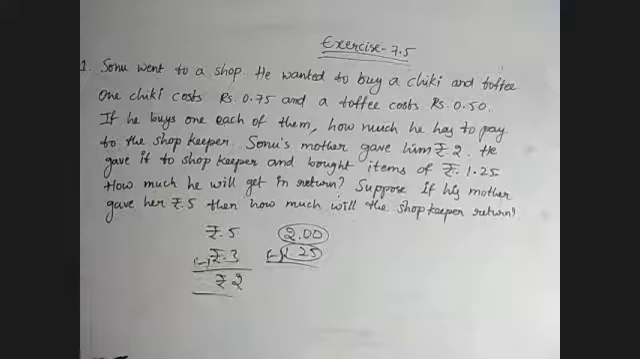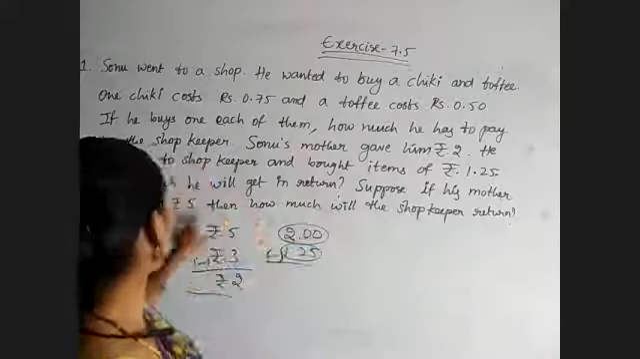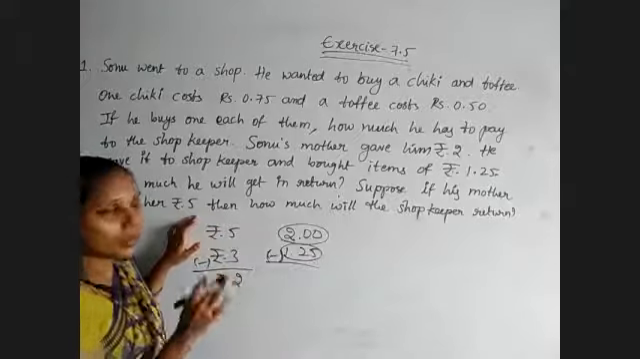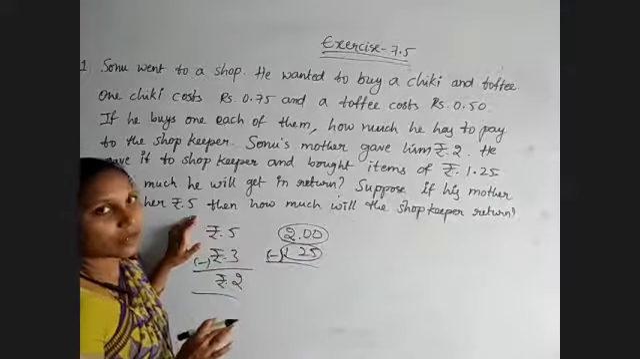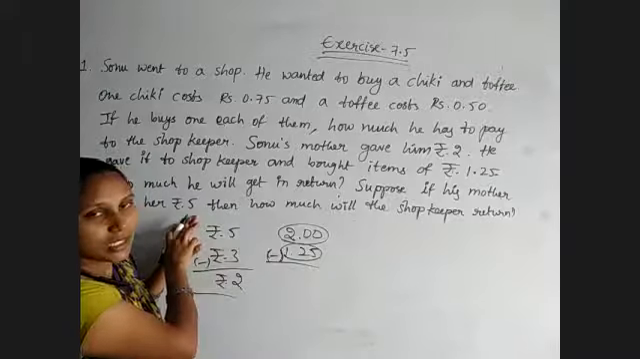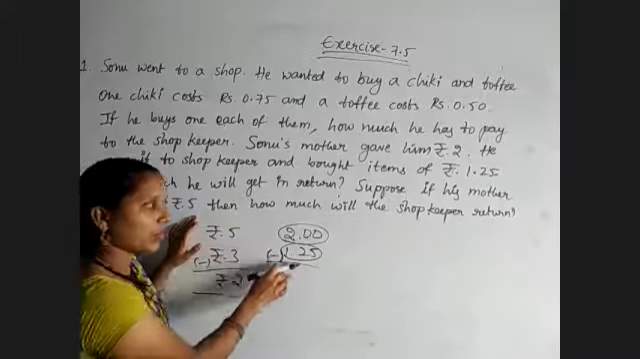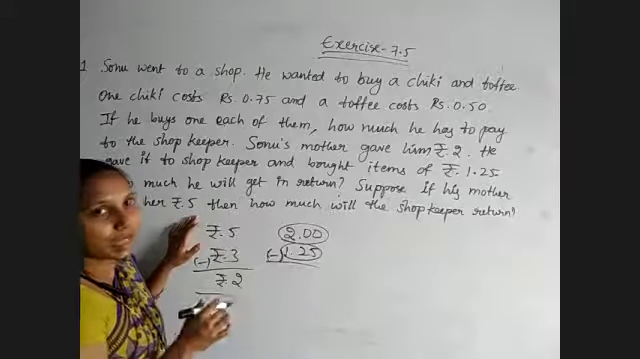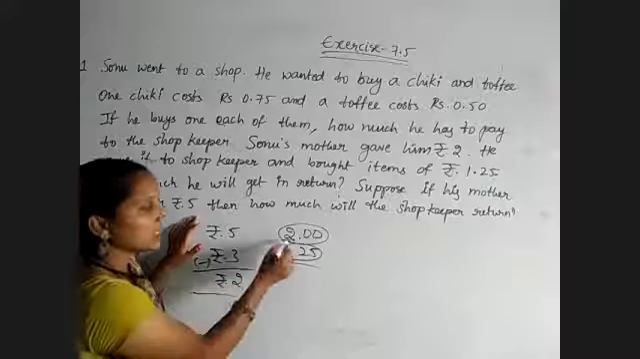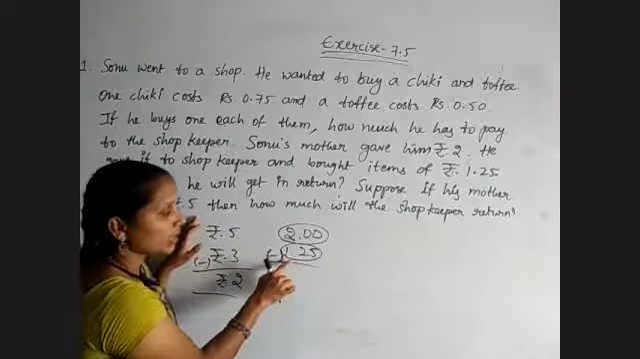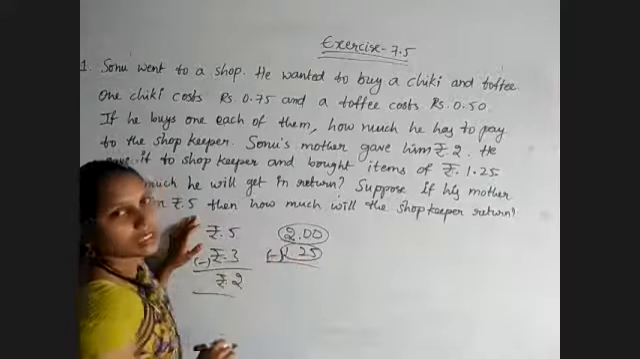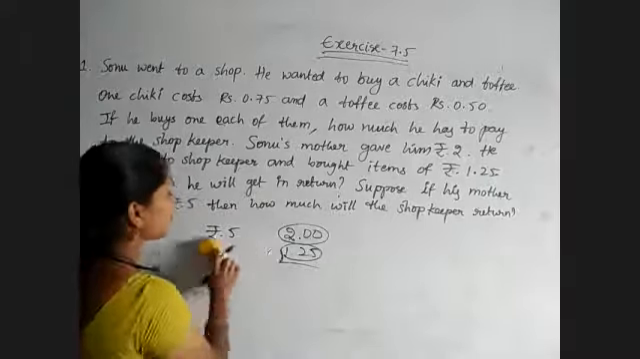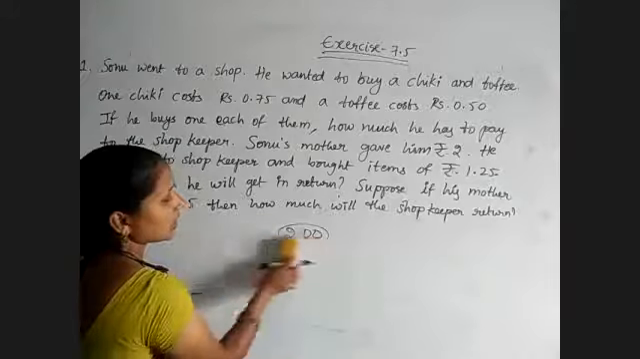And one more question is there. Suppose his mother gave him 5 rupees, and he is spending only 1.25 rupees from that. Then how much will he get back from the shopkeeper? We must find it. Instead of 2 rupees, we need to subtract 1.25 from 5 rupees. Okay. So totally 3 questions are there. The first question is addition and the remaining 2 are subtraction.